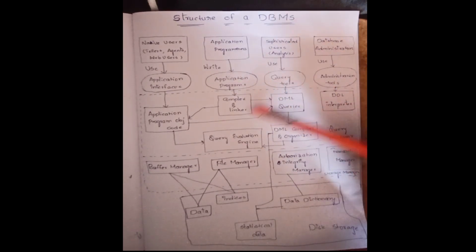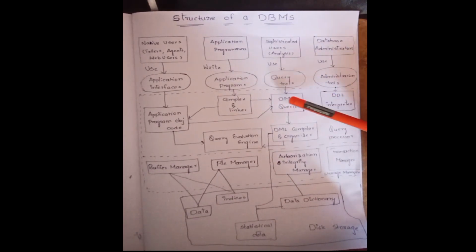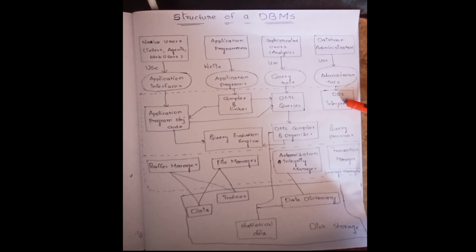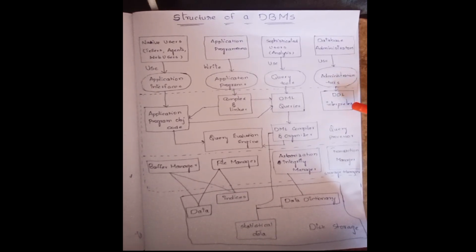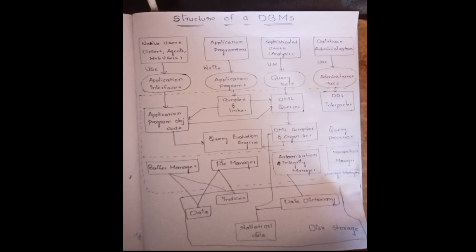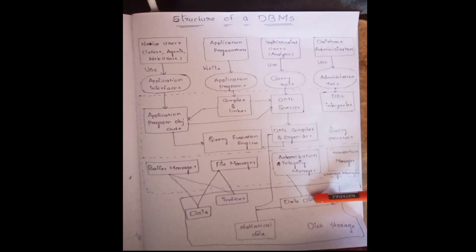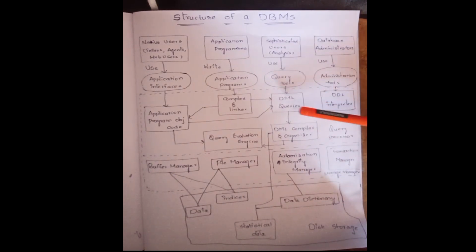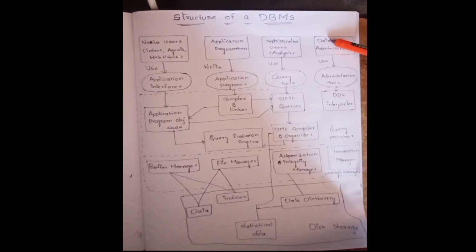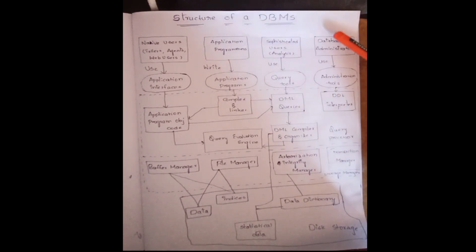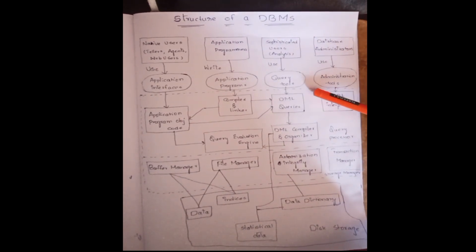In the query processor we have a few things: the DDL interpreter, DML queries, and the query evaluation engine. This DDL interpreter interprets all the DDL statements provided by the administrator and records the definition in the data dictionary. And please note, the database administrator has complete privilege over the databases.